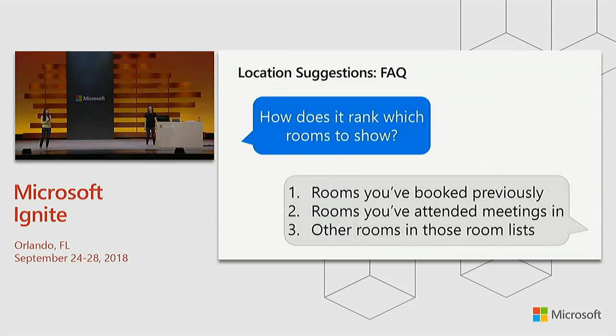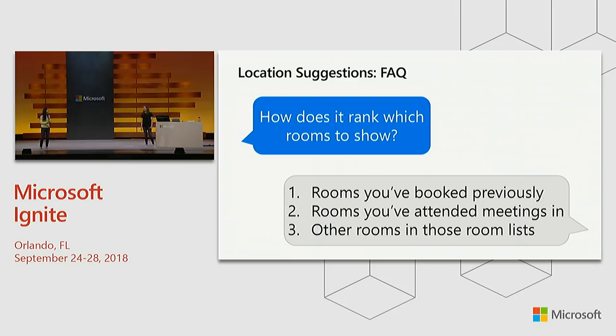And last, people always are curious how it ranks which rooms to show. The top priority is given to rooms that you've booked previously. So if you schedule a lot of meetings, the rooms that you use a lot will come up first. If those are all unavailable, though, we'll also prefer rooms that you've attended meetings in. So, you know, Julia's organized a bunch of meetings in her favorite rooms, and sometimes I'll see those in my suggestions because I go to her meetings.